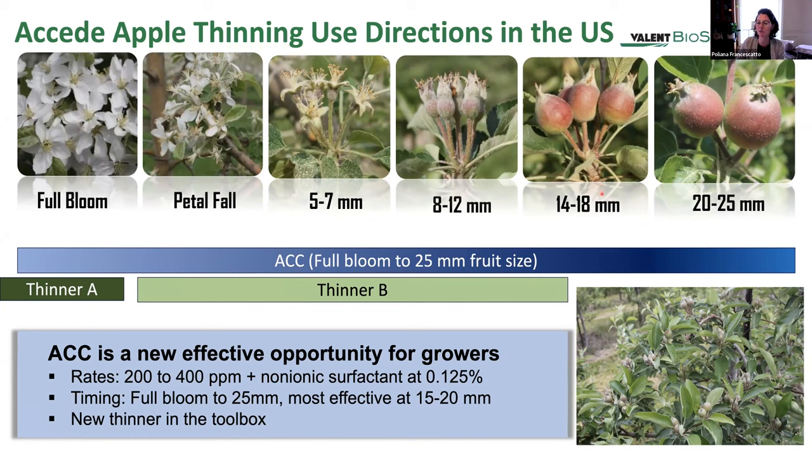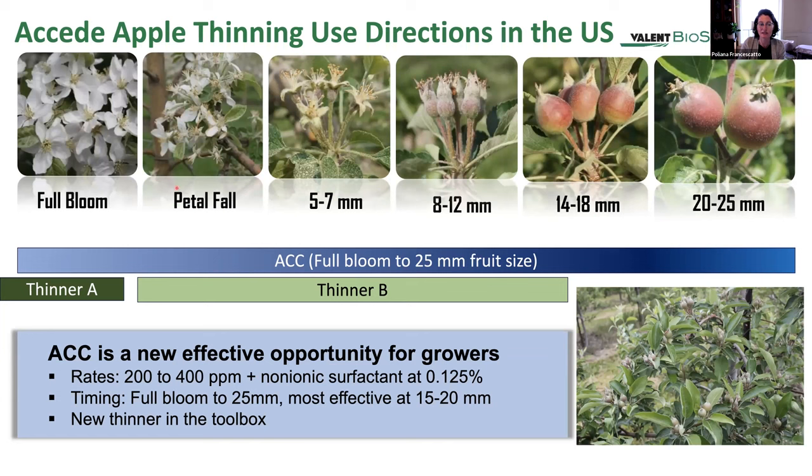If I go to Brazil, in Brazil we are dropping fruit up to 30 millimeters fruit size in Gala, but we're not seeing that in the US. It's a totally different climate there. We have the label for full bloom, for petal fall, but we don't have any data yet to support applications at that time in the US. We do have data from other countries.